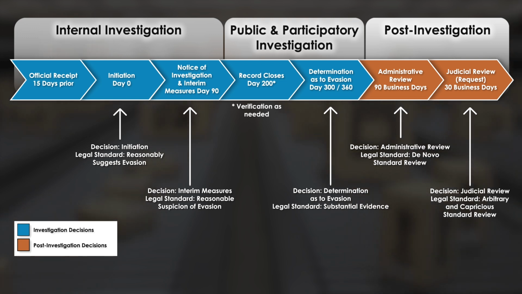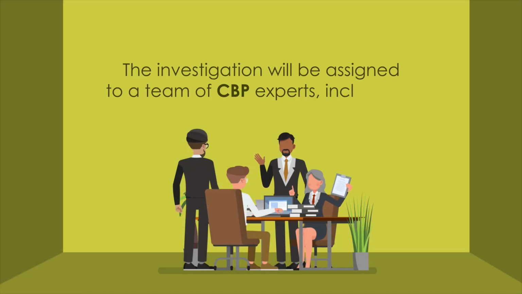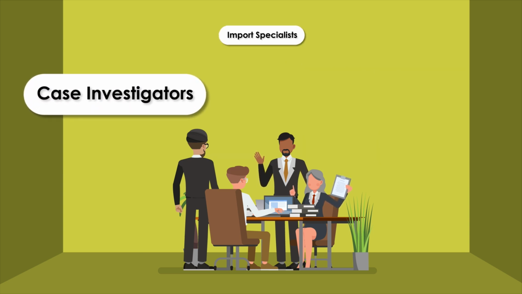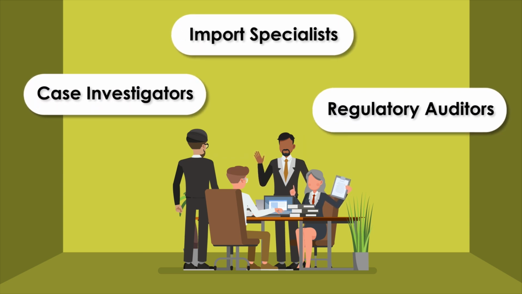If CBP determines there is a reasonable suspicion of evasion, CBP will issue interim measures, thereby extending and suspending entries suspected of AD/CVD evasion, and will start collecting cash deposits for certain entries of merchandise. The investigation will be assigned to a team of CBP experts, including case investigators, import specialists, and regulatory auditors to investigate the allegation from initiation until final determination.